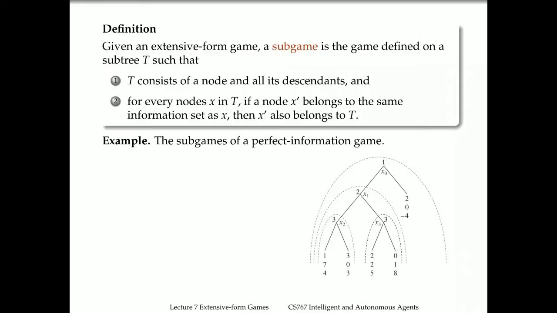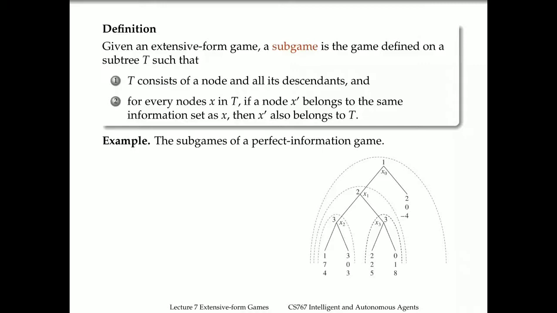So that subtree is defined in such a way that the subtree would consist of a node and all its descendants. And for every node x in the subtree, if a node x prime belongs to the same information set, then that x prime also belongs to T, right? We need this condition because you cannot separate a node in an information set from another node in the same information set into two different subgames. So if I define a subgame, you need to contain the entire information set.